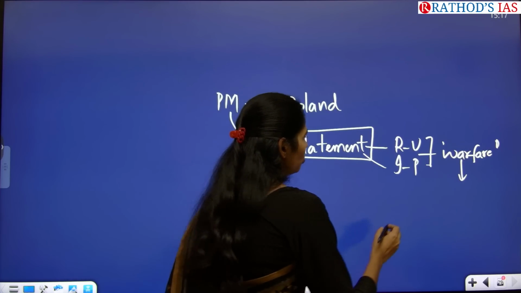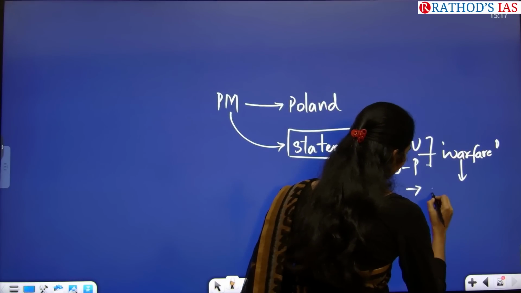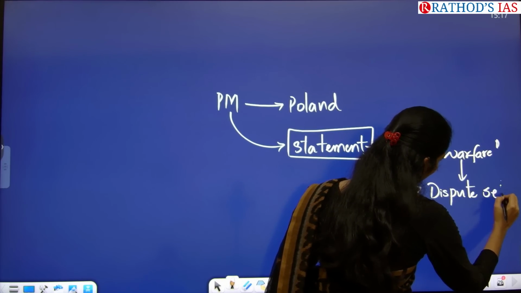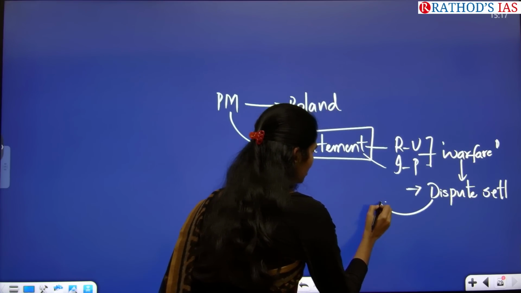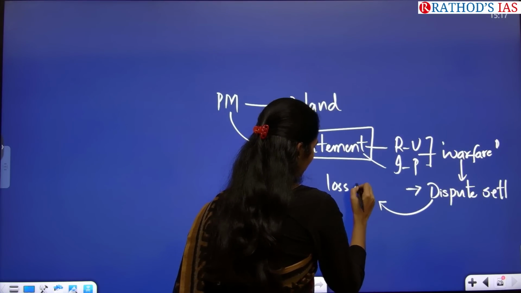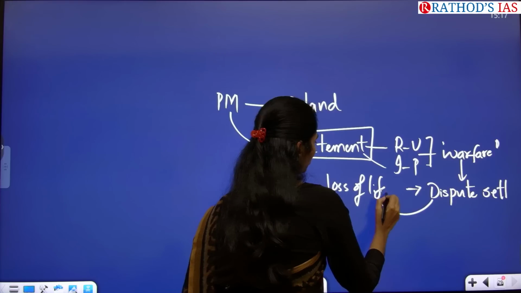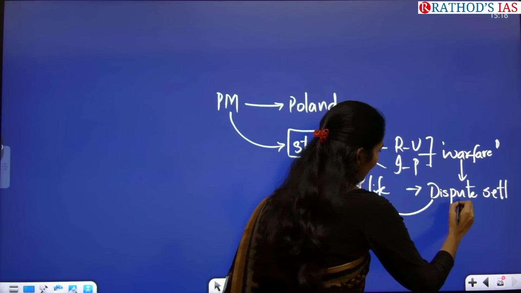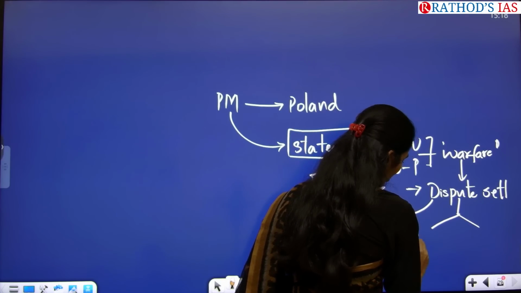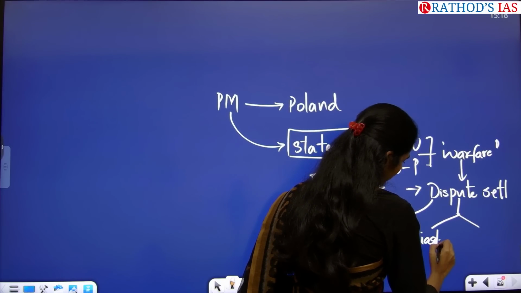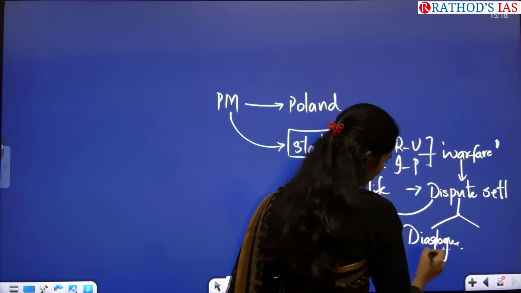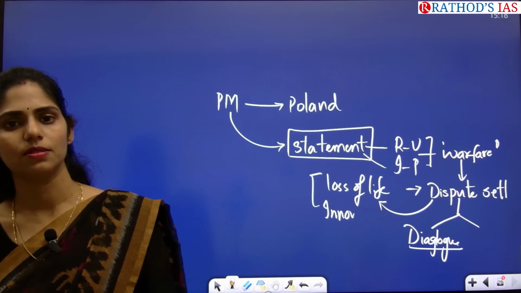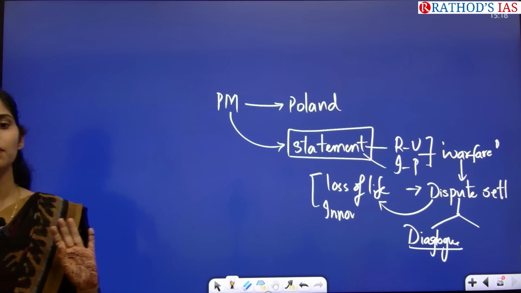So rather than dispute settlement, what happens? There is loss of life. That too, innocent people will lose their lives and livelihoods. So apart from that, we can go for dialogue and discussions to resolve that dispute. So this is the thing which was mainly said by our Prime Minister.